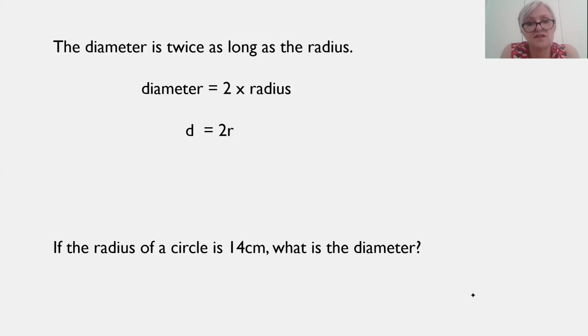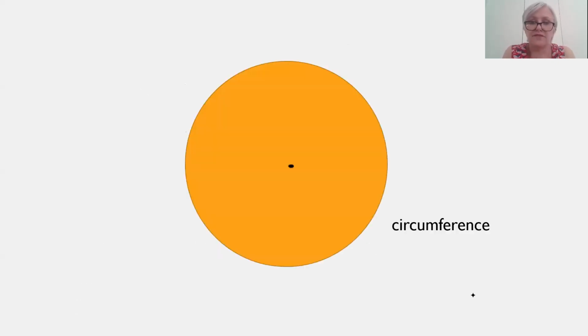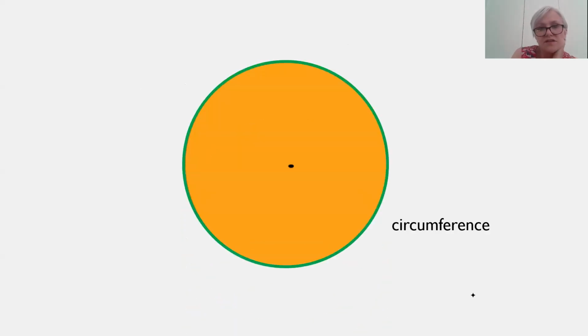If the radius of a circle is 14 centimeters, what is the diameter? Just have a think. I'm sure you know that it's 28 centimeters. Perfect.